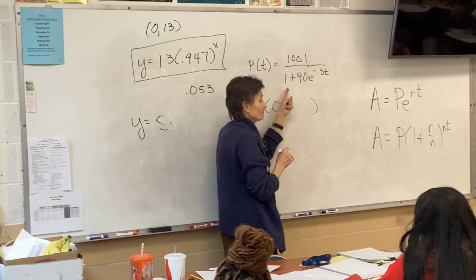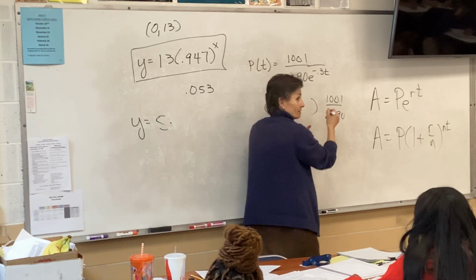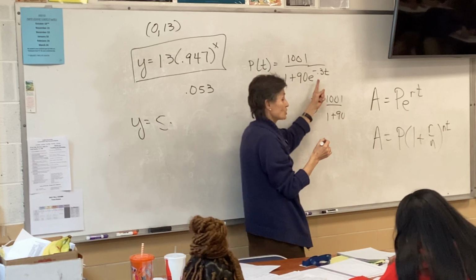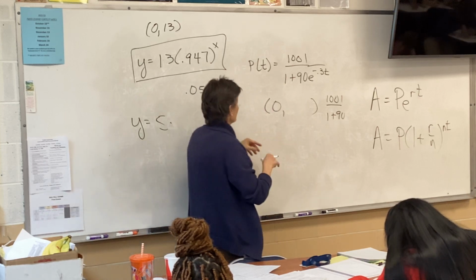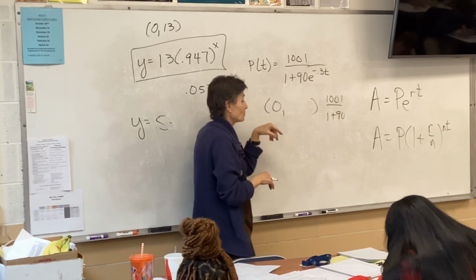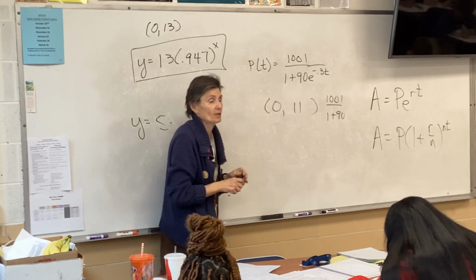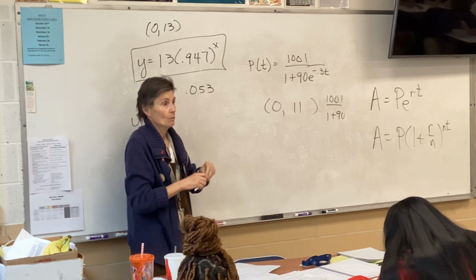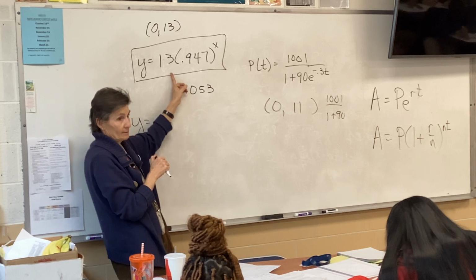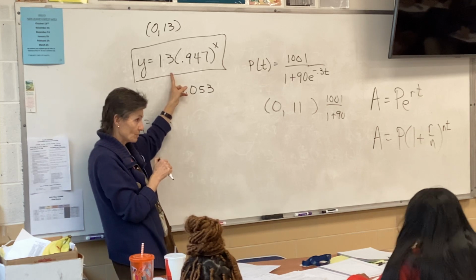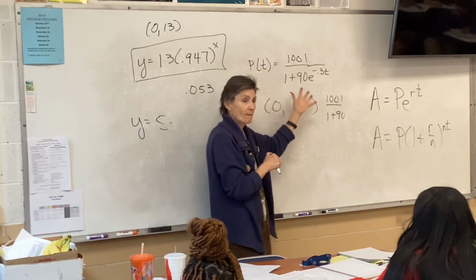So if you put 0 in for t, what does this say? 1001 over 1 plus 90, because this is just 1, because t is 0. So does that happen to divide, 1001 divided by 91? What is it? 11. So the initial population is 11. So again, in an exponential, you can look and see the initial value. In a logistic, you have to literally plug in 0 and do the math.